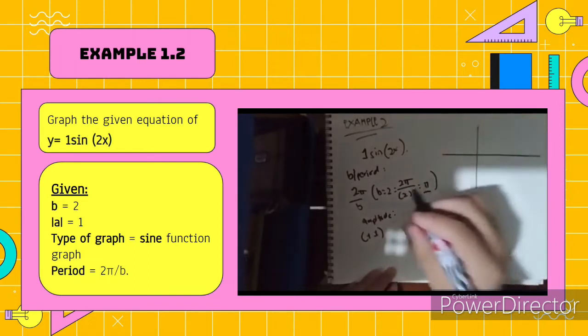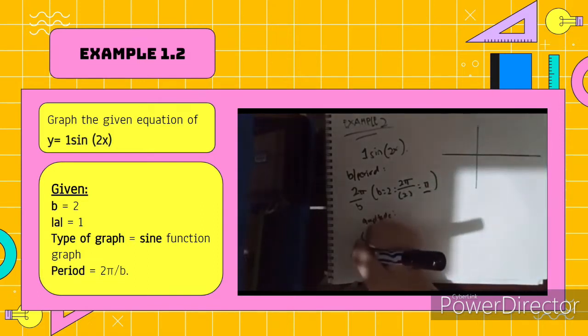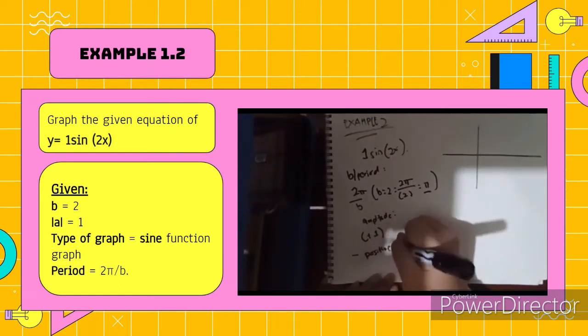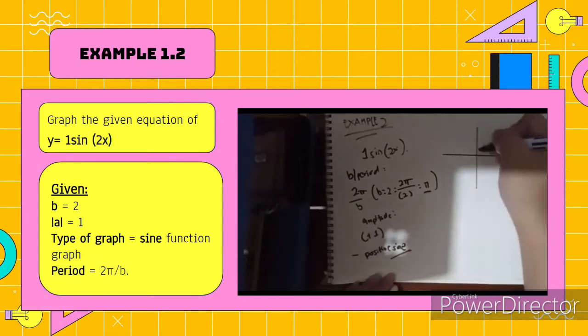The given equation is in the form of a sine function, which means the graph will start at the origin 0, 0. Since the period is pi and there is only one period, there is only one cycle between the origin and pi, in which the wave will reach the amplitude of positive 1 and negative 1. By this, the graph will have only 4 parts.